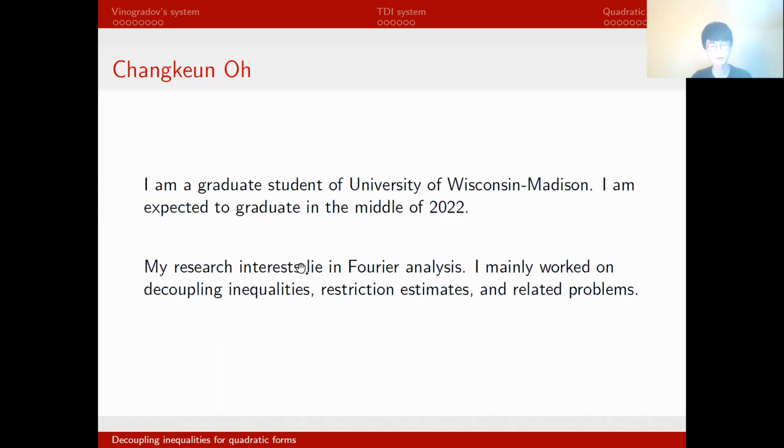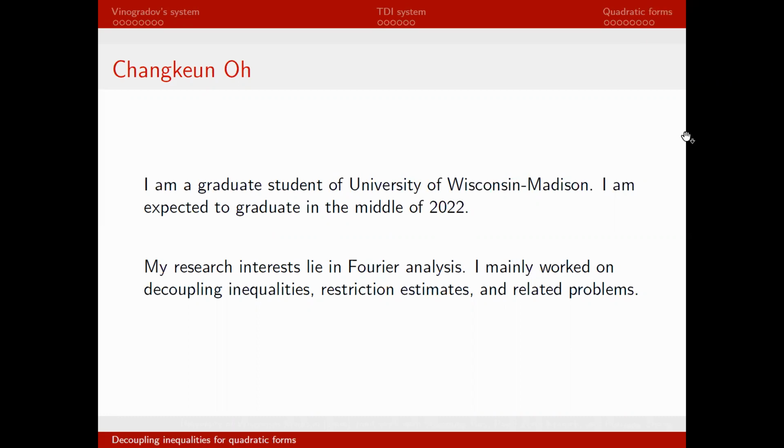I'm Changkeun Oh, a PhD student at the University of Wisconsin-Madison, and I'm working with Shaoming Guo. I'm expected to graduate in the middle of 2022. During my PhD, I worked on decoupling inequalities, restriction estimates, and some related problems.